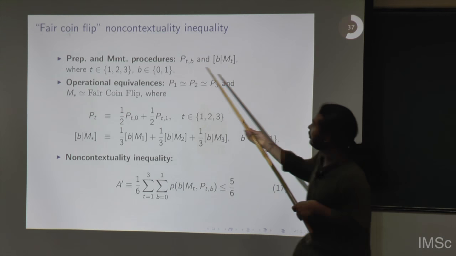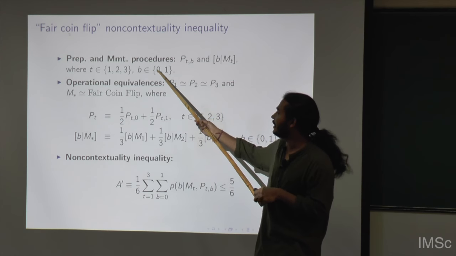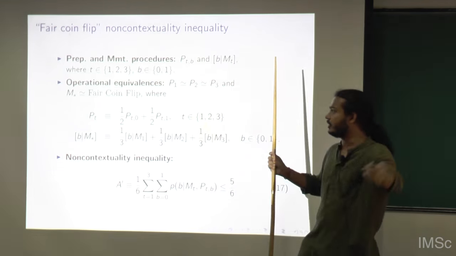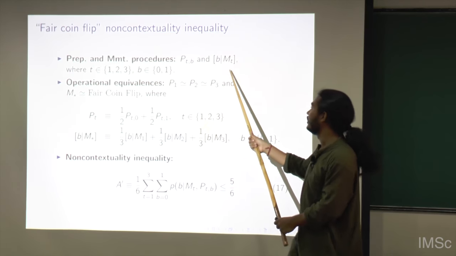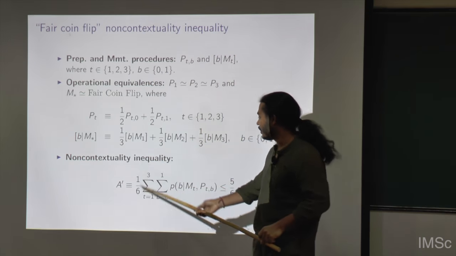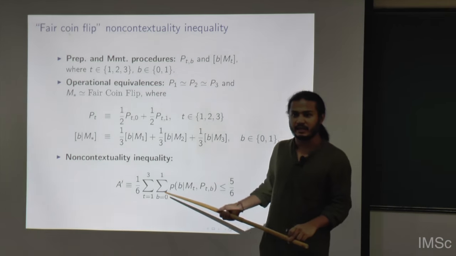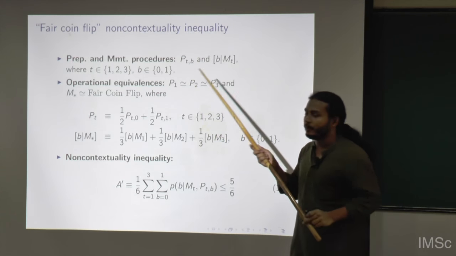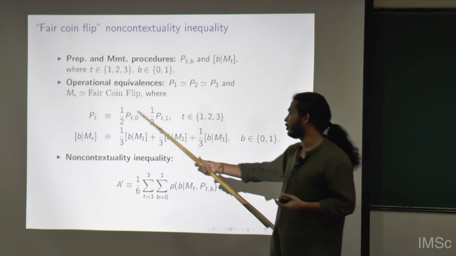Okay, anyway, so let me first state the inequality. The inequality is actually very similar to the one that I just talked about. Here you have 6 preparation procedures, 6 measurement events, and you're looking for this predictability type of quantity here as well. But the operational equivalences you're using are fewer. You're just using two operational equivalences.